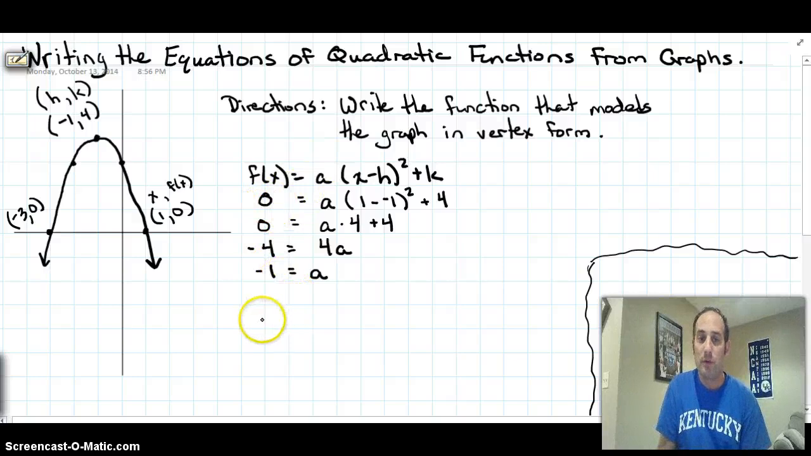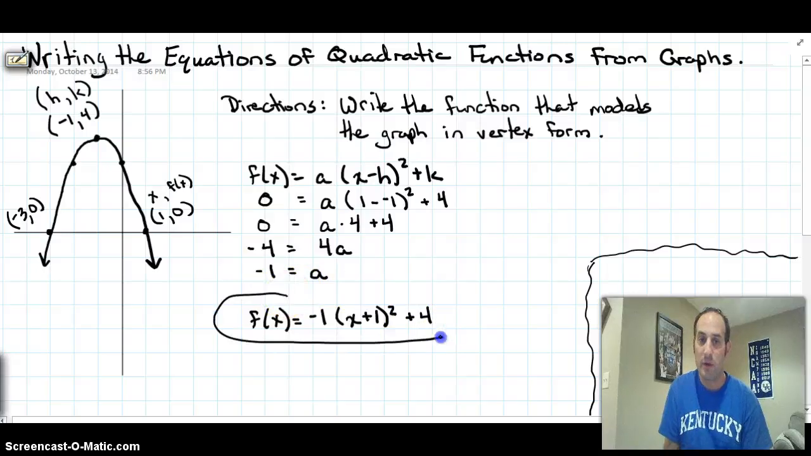So in vertex form, the graph that we started with could look like this. F of x again equals -1, or negative. If you don't want to put the 1, it's okay. X plus 1 squared minus a -1. That's why it's plus 1 right there. Then plus 4. And this would be the standard form for that graph right there.